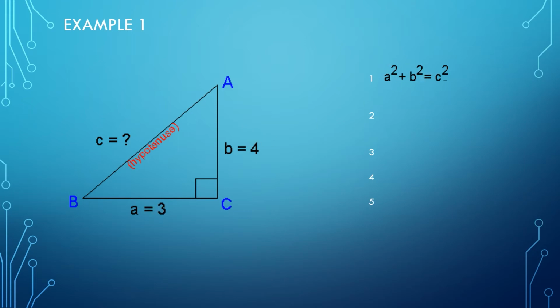So we would get 3 squared plus 4 squared is equal to c squared. And we expand this, so 9 plus 16 is equal to c squared. Now, we know that 25 will be equal to c squared, but we want to know what c is. Therefore, we'll have to take a square root of 25, which is equal to 5.